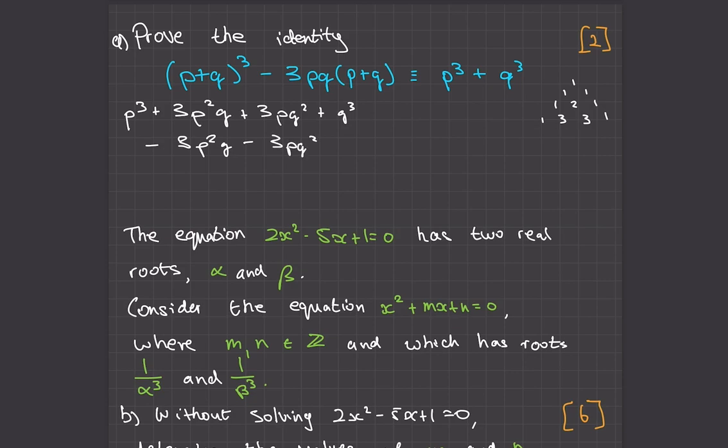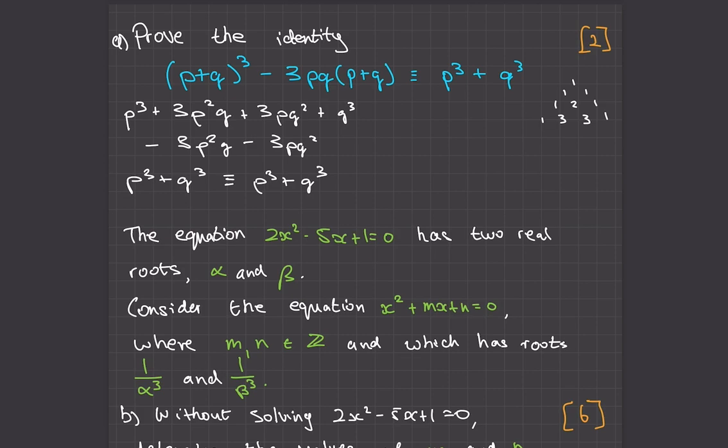and then this is going to be equal to just P cubed plus Q cubed, because these terms, this, and this are all going to cancel. Okay? And we get that, and that's equal to P cubed plus Q cubed. So that's why it's only 2 marks.